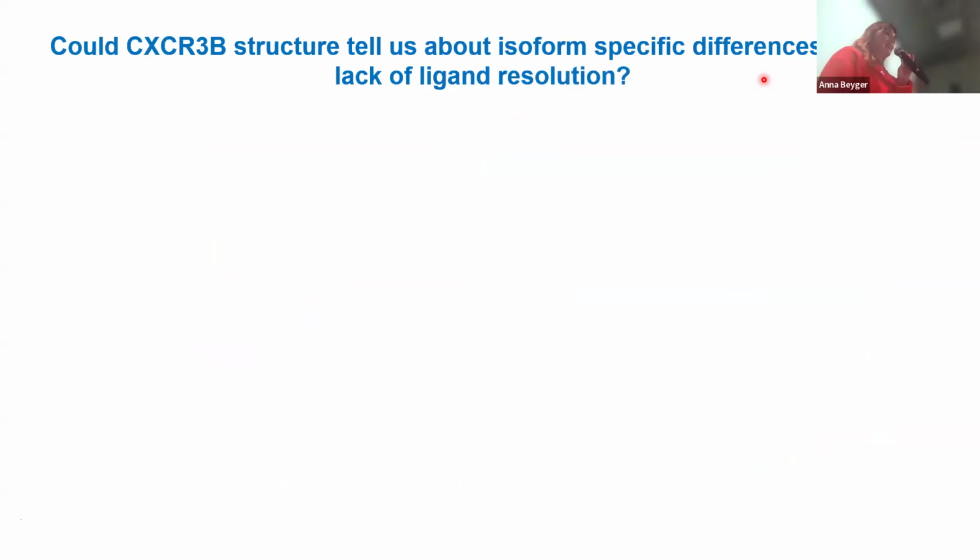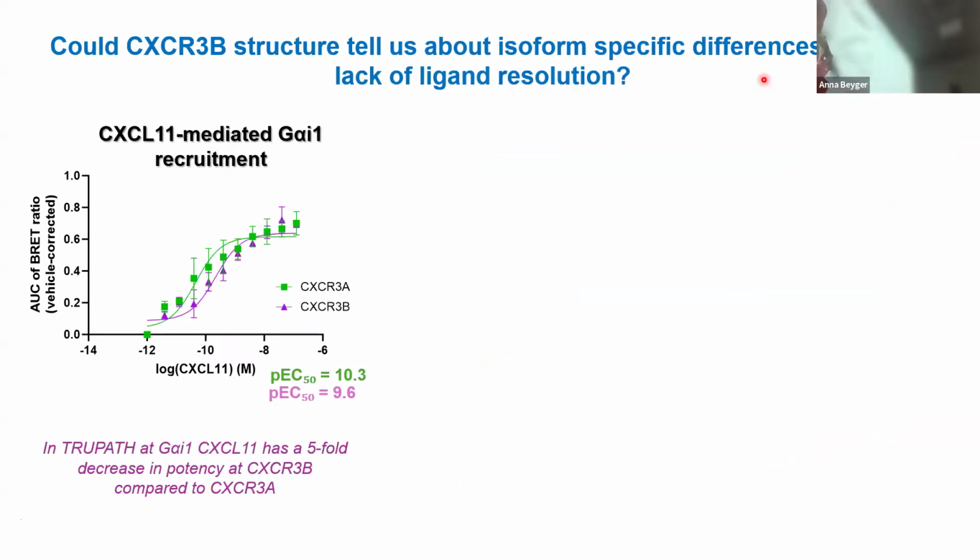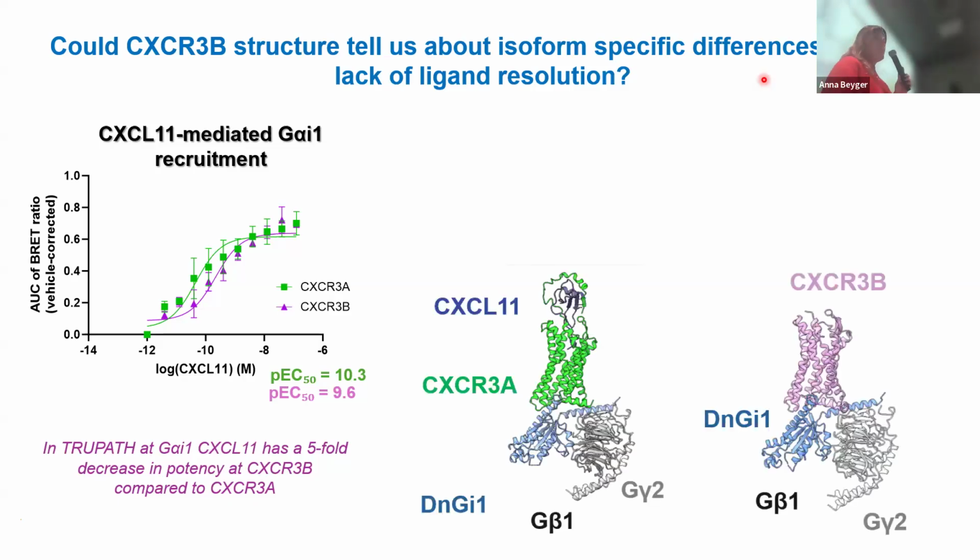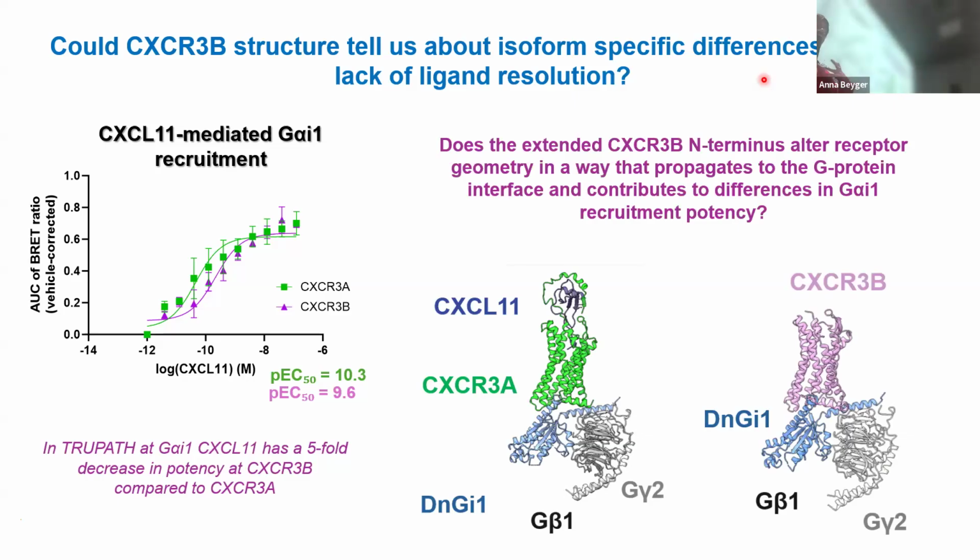So could CXCR3B structures still tell us about isoform-specific differences despite the lack of resolution? When we look at the pharmacology data again, we can see that both of these receptors are able to recruit G-alpha i1. However, CXCL11 recruitment of G-alpha i1 occurs with 5-fold lower potency at CXCR3B. So by comparing the two structures of CXCR3A and B, we want to look at how this extended N-terminal difference would propagate to the geometry of the receptor core, and how the differences at the molecular and conformational level within this core can then propagate to the G protein interface that could account for this decrease.